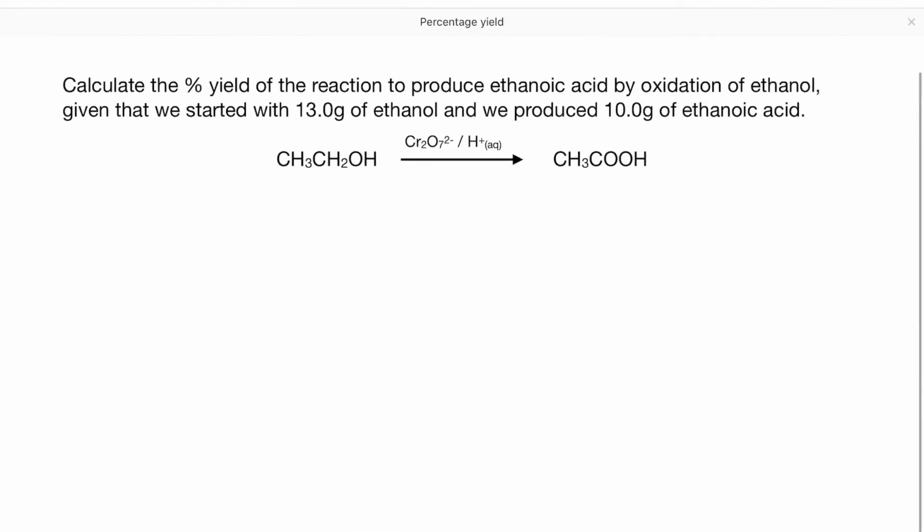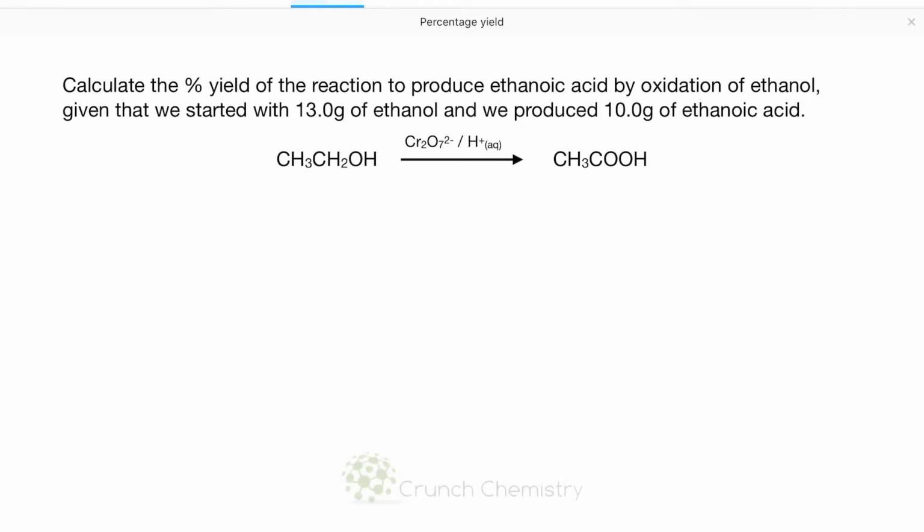Let's have a look at this example here. Let me change my colour pen. Calculate the percentage yield of a reaction to produce ethanoic acid. We started with 13 grams of ethanol, we produced 10 grams of ethanoic acid.